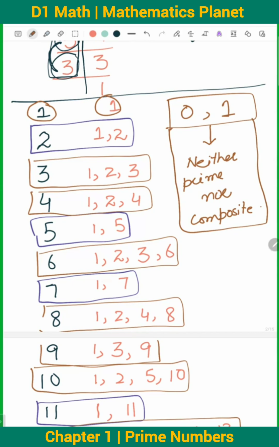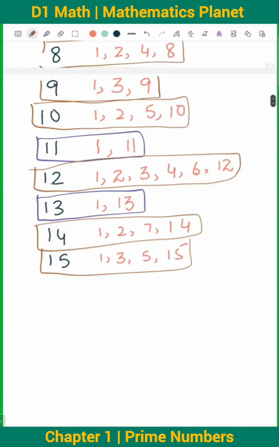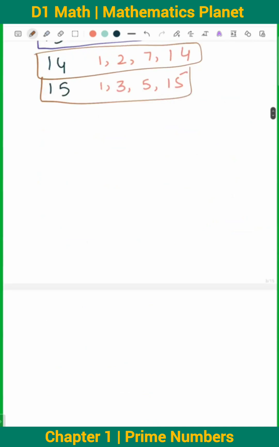Okay, why are they not prime numbers? Because prime numbers have at least two factors. And why are they not composite numbers? Because they are only one number, they don't have more than one factor. Okay, now coming to a bit higher concept, to understand prime numbers, we're going to learn about square roots today.